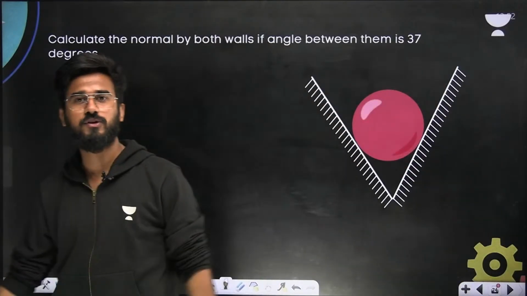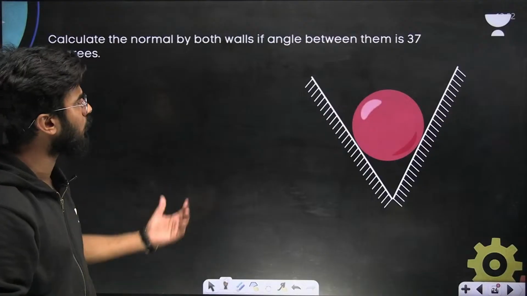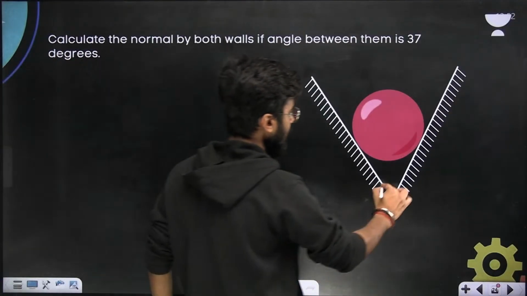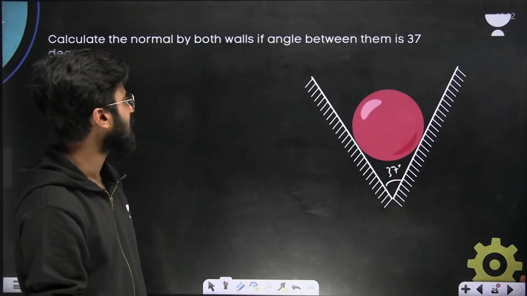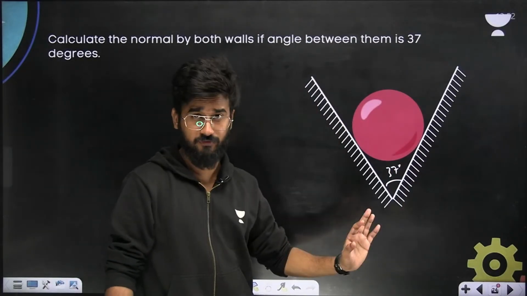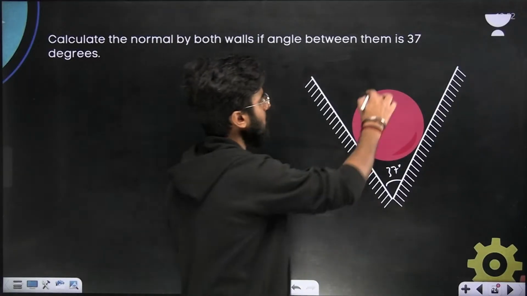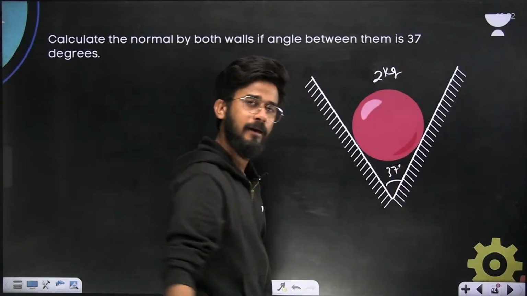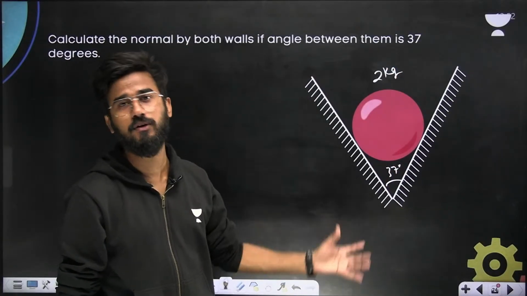What is the next question saying? The next question is saying: calculate the normal by both walls, if the angle between them is 37 degree. Suppose that this angle is 37 degree, and the mass has not been given. So I'm just assuming, since it should give a mass, that the mass is 2 kg.